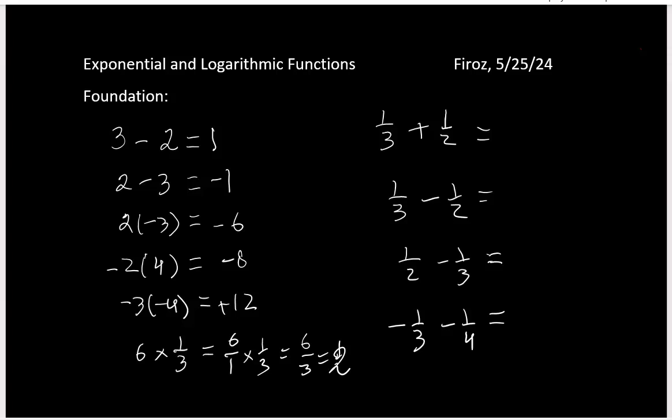And then addition of fractions. So this one you can easily do like this. 3 times 2 is 6. Do the cross multiplication here. 2 times 1 is 2. 3 times 1 is 3. So you are getting 5 over 6.